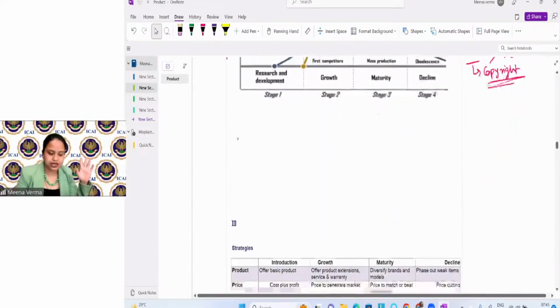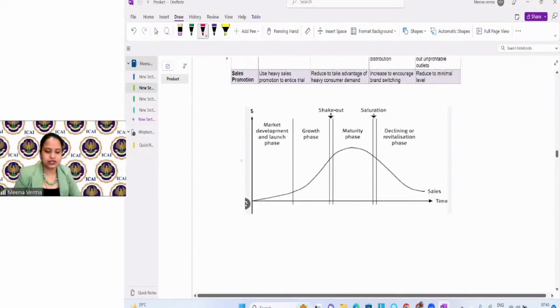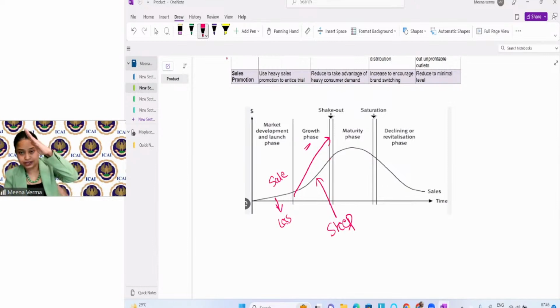Now, what will happen in this case? You can see, I have just taken a graph. So in this stage, what will happen? There will be a steep rise in the sale. In the growth stage, the sale will rise steeply. Initially in the growth stage, there will be a steep rise and then gradually the sale will decrease. So you can see this is a sale graph. Initially the sale is less here. And here the sale graph has a steep rise. So that means for an innovative product, the sale will be highest in the growth stage.